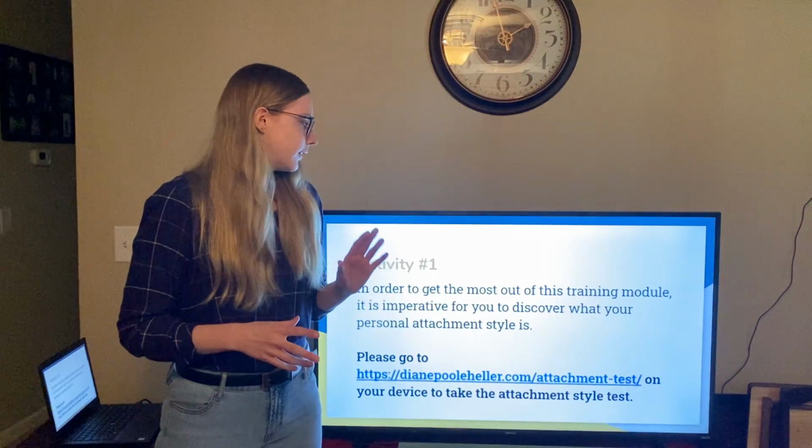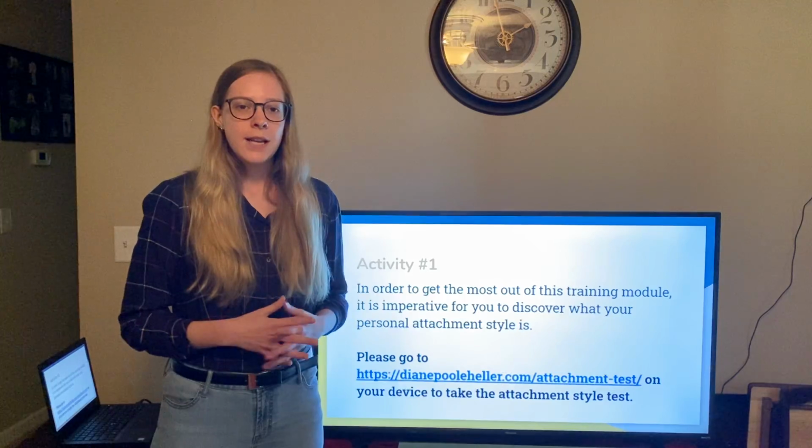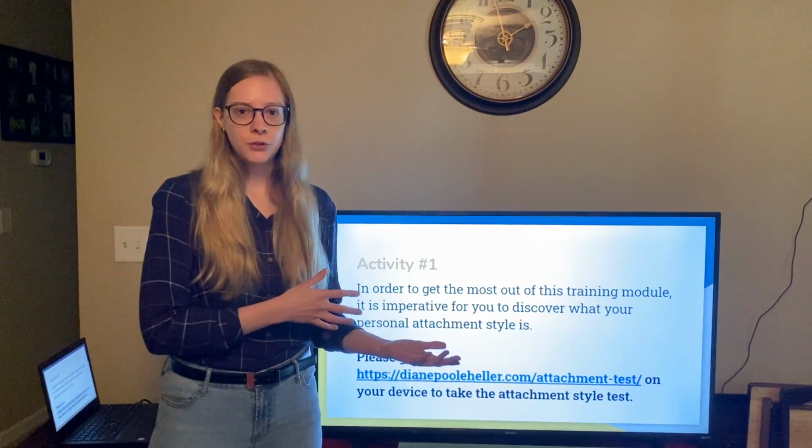So just take it with a grain of salt and don't think that you're doomed because you're anxious or avoidant, and know that you can always change and become a little bit more secure.